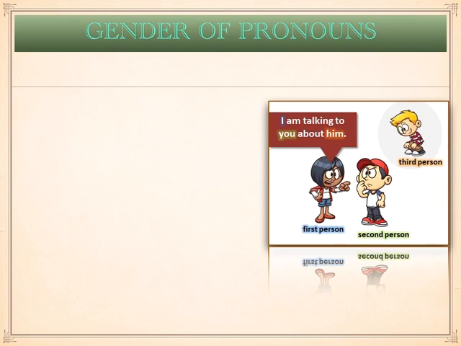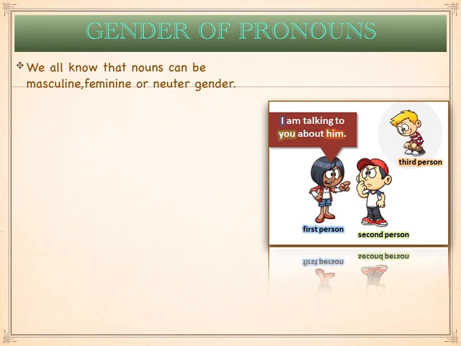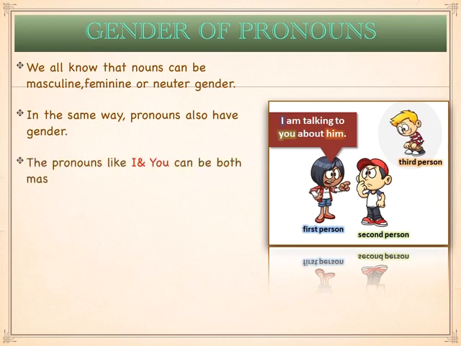So, as you are clear with the first, second, and third person of personal pronouns, let's move towards the gender of these personal pronouns. We all know that nouns can be masculine, feminine, or neuter gender. So, this we have already studied in chapter number 2. In the same way, pronouns also have gender. The pronouns like I and you can be both masculine or feminine. So here the pronoun I can be male or female and in the same way you can also be a male or a female.